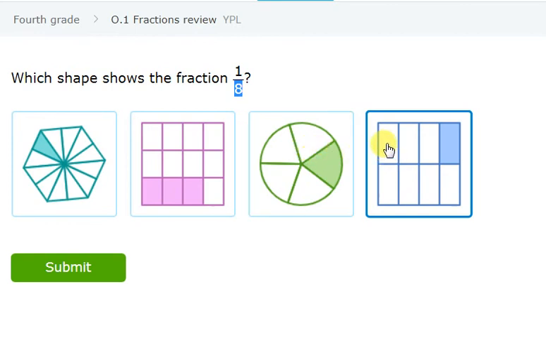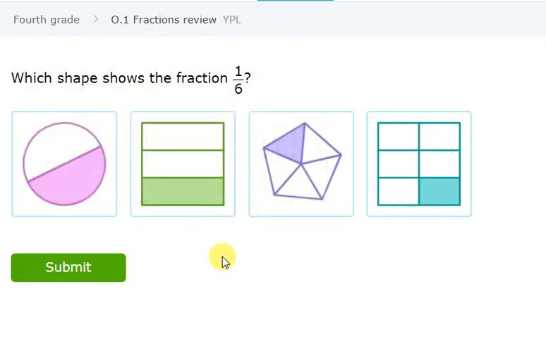Now look at this. 1, 2, 3, 4, 5, 6, 7 and 8. It has 8 equal parts, so the denominator should be 8, and it has one colored part, so the numerator should be 1. So that means 1/8 is shown with this shape because it has one colored part out of a total of 8 equal parts. Let me submit this. Brilliant.